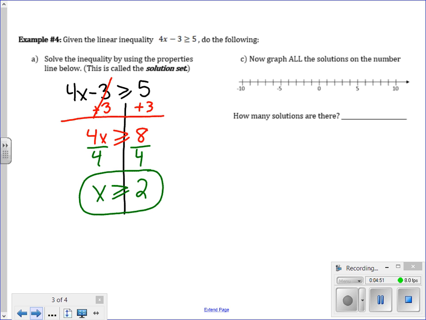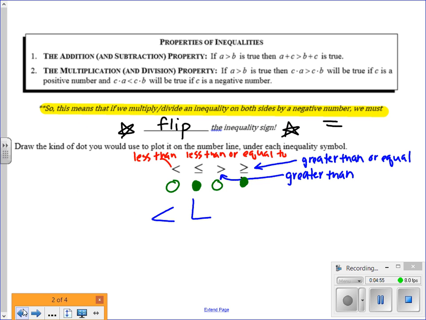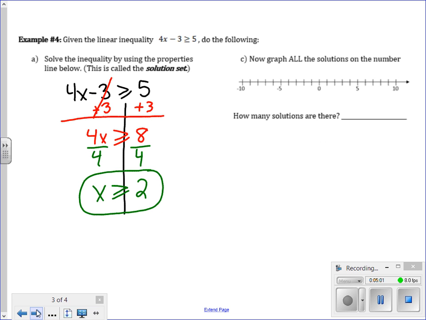That is my answer. Now when I look back at the previous page here, when I have a greater than or equal to, it says I'm going to use a closed dot. So I'm going to put a closed dot on 2. Now I have to think about what the inequality says. It says x is greater than or equal to 2.